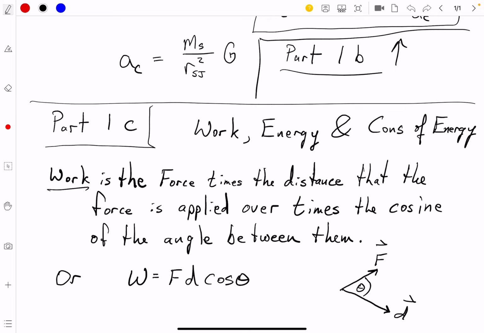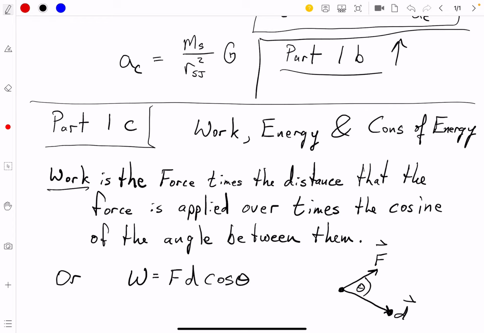Work, energy, and conservation of energy. First, work. Work is the force times the distance that the force is applied over. So the force is applied from there all the way to there. If it's not applied over the whole distance, then it's not working. So this vector just kind of slides along. You're applying that force over that whole distance.